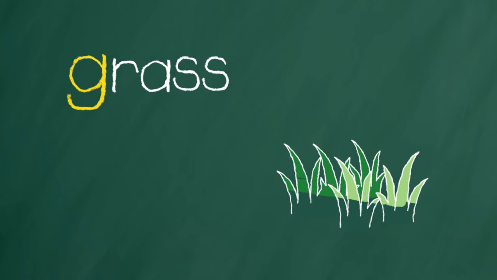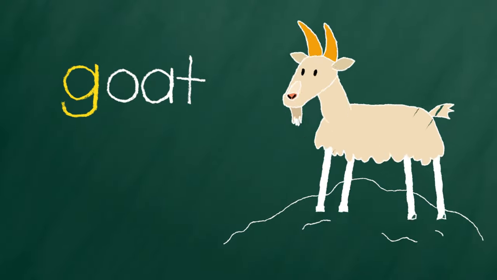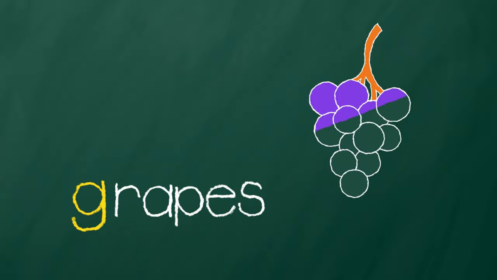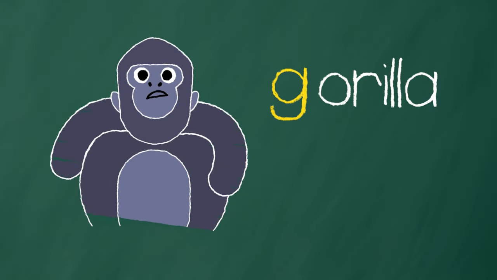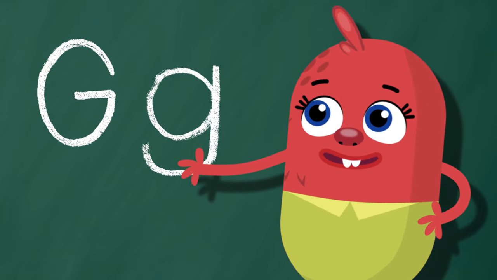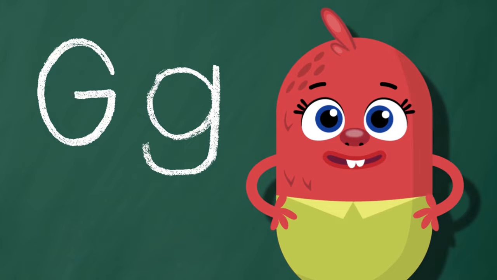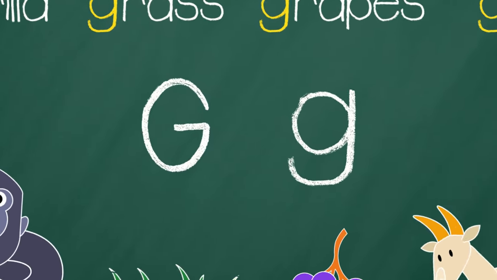Lowercase. G, g, grass. G, g, goat. G, g, grapes. G, g, gorilla. Oh, I know so many words that begin with letter G.